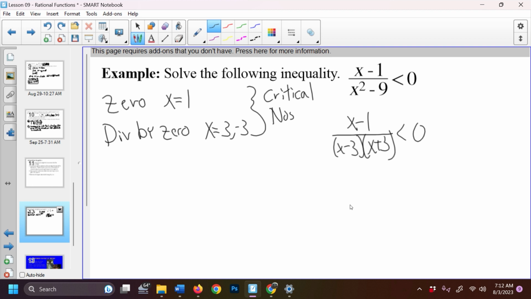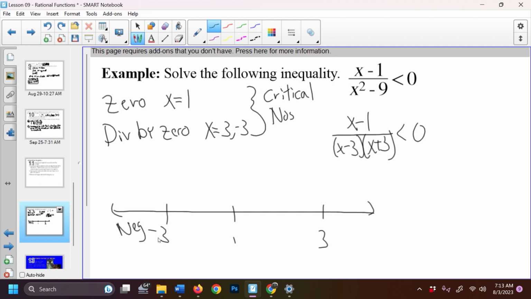So I'm going to make a number line here and put in those critical numbers: negative 3, 1, and then positive 3. This function wants to know the x values where the expression is less than 0, or what values of x make this function negative. Anything less than 0 has to be negative. So I'm going to pick values in each of these intervals. In the first interval, we'll pick negative 10. If I plug in negative 10, negative 10 minus 1 is negative. Negative 10 squared is 100 minus 9, which is positive. So I get a negative divided by a positive. Therefore, this result is negative.